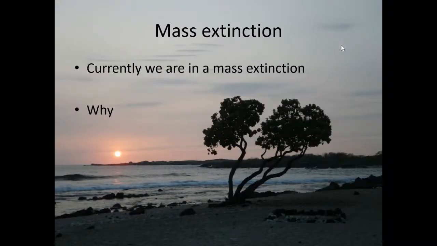Currently, we are in a mass extinction. The Earth has had 5 mass extinctions before. This one is being linked to humans. And initially, the mass extinction thousands of years ago was because we were eating all the animals. Now the main cause is habitat disruption by human activities.